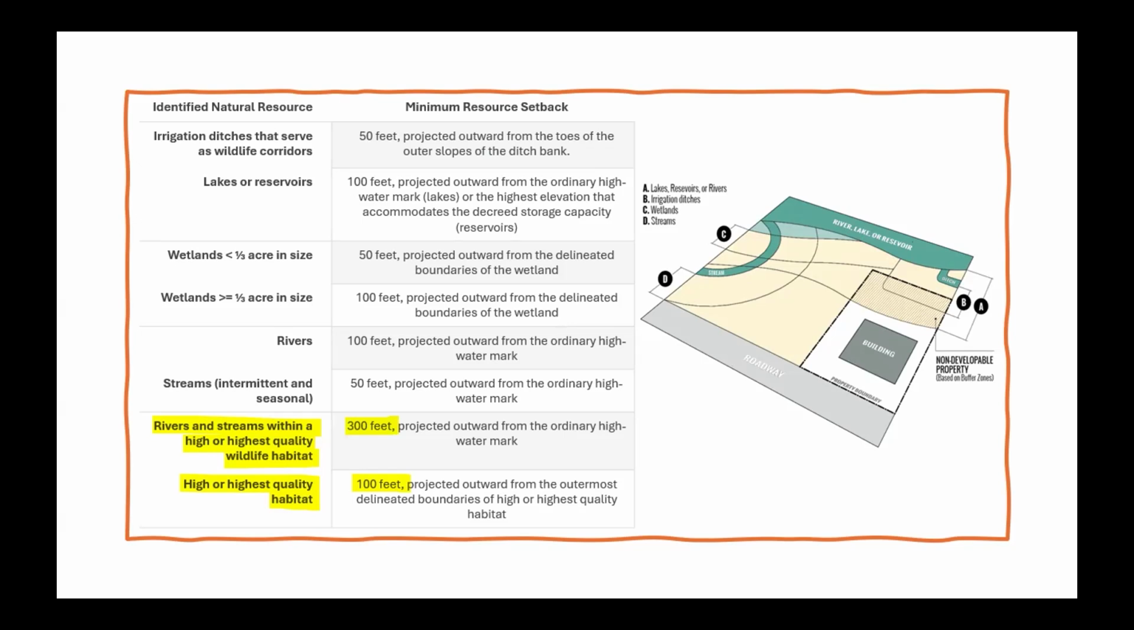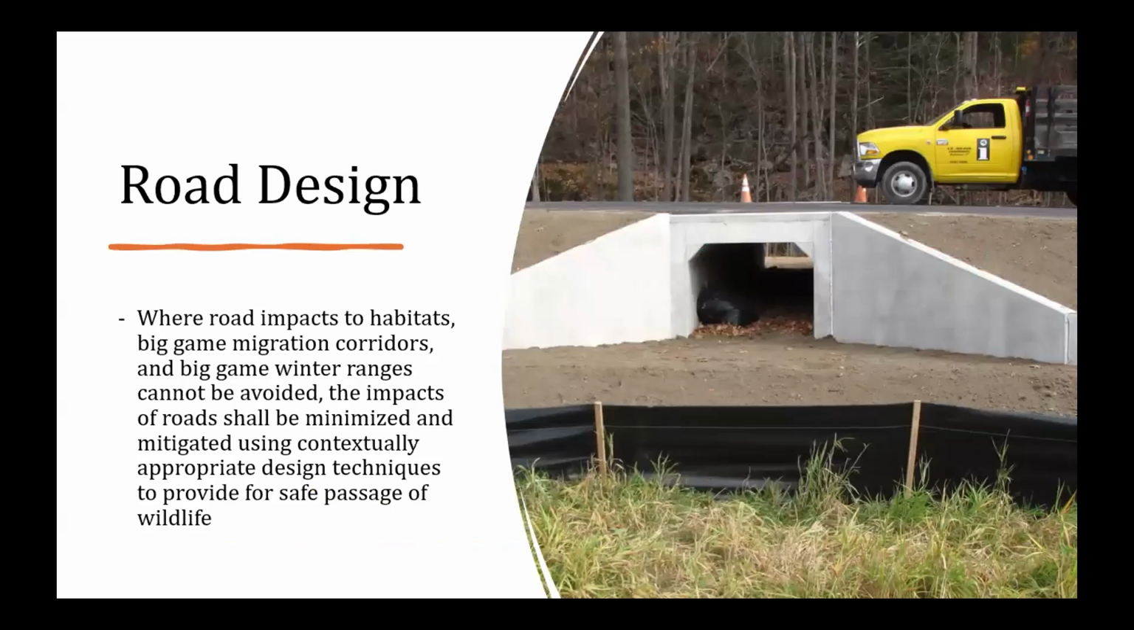This, I think, speaks to some of those same points of trying to reduce vehicle-wildlife collisions. We also just want to make sure we're not protecting a bunch of land for what we're calling habitat connectivity and then letting folks build right on the edge of it, which diminishes most of the value of that habitat. We also take into account road design. Our road design standards require that where road impacts to habitats, big game migration corridors, and big game winter ranges cannot be avoided, the impacts of roads shall be minimized and mitigated using contextually appropriate design techniques.